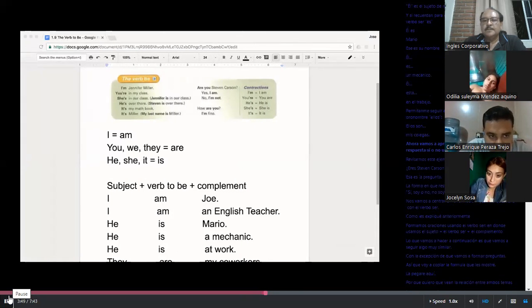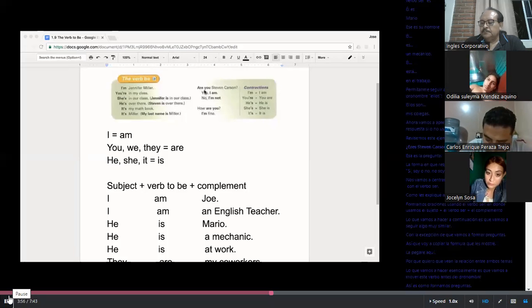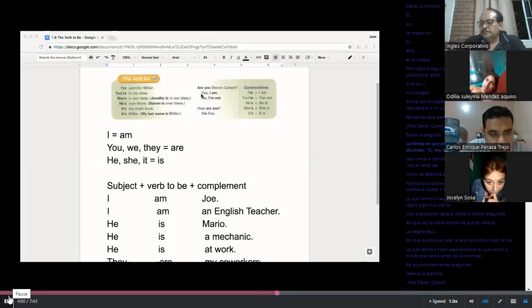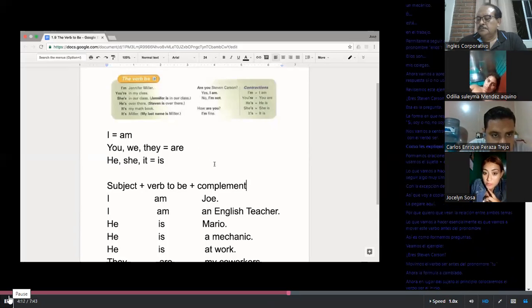Now let's learn how to form yes or no questions using the verb to be. Let's look at this example that you see here on this chart. Are you Stephen Carson? That's a question. The way you respond to that question is by saying, yes, I am, or no, I'm not. Then there's one last question there. How are you? We're going to focus on forming this yes or no questions using the verb to be.